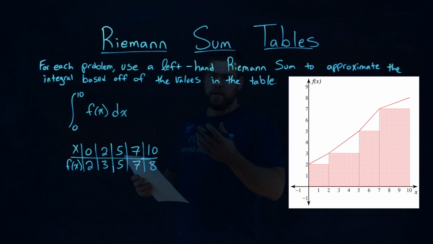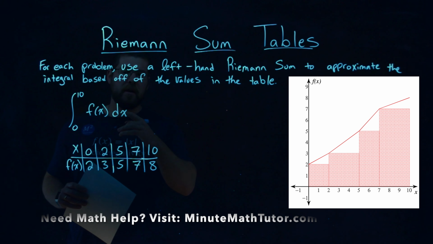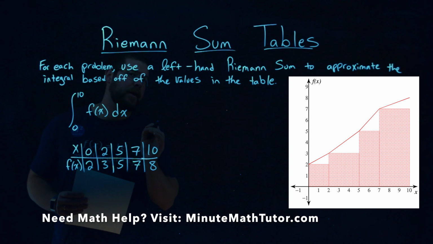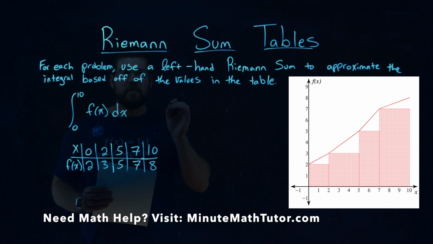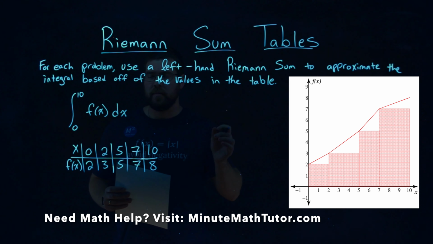We're given this problem right here. We have the integral from 0 to 10 of f of x dx, and we have a table that corresponds with it, and we need to use the left-hand Riemann sum to approximate this integral.